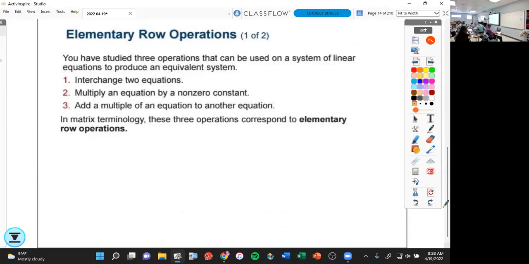Number two, you can multiply an equation by a non-zero constant. Did we do that in elimination? Right? We would multiply it because we wanted to eliminate a variable. We would multiply one of the equations by something, or sometimes both equations by something. Number three, we can add a multiple of an equation to another. Did we do that? We would take an equation, multiply it by something, add the two equations together, bang, something gets eliminated. Guys, we're doing the exact same thing with matrices. In matrix terminology, these three row operations correspond to elementary row operations. These are the basic things we'll be doing.